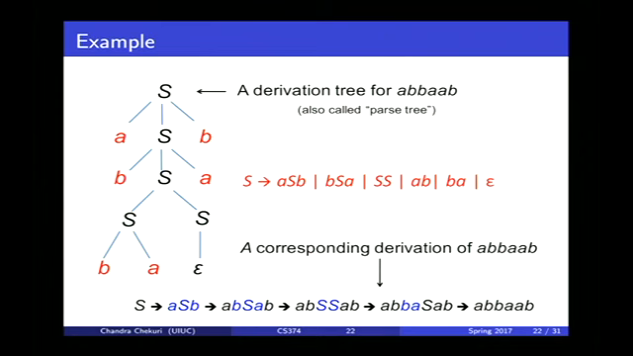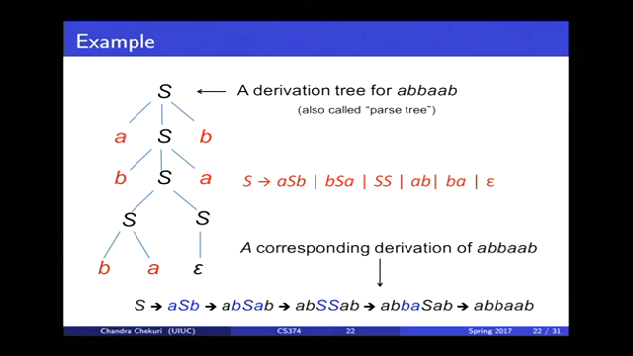S goes to ASB. So that's what we used. And then this S we can expand by BSA because it is a rule. And this we can expand as SS. And this expands to S goes to BA because that's a rule, right? And S goes to epsilon. Now, what is the string generated by this parse tree?